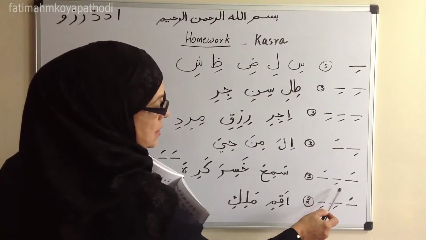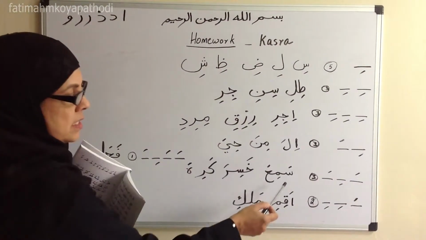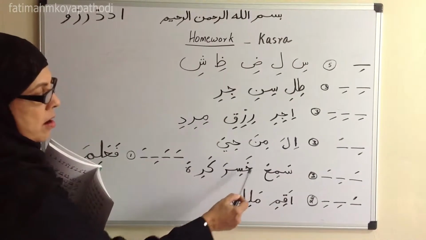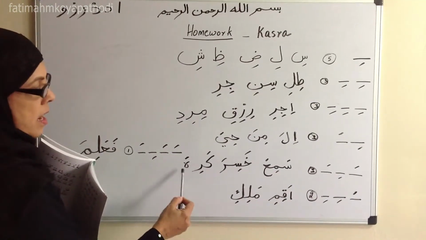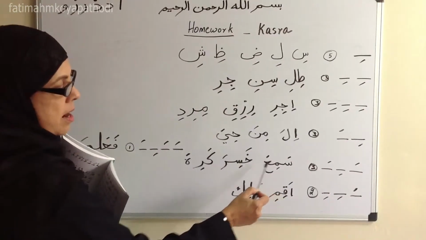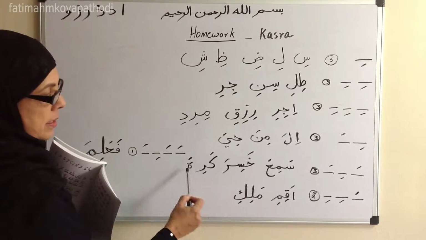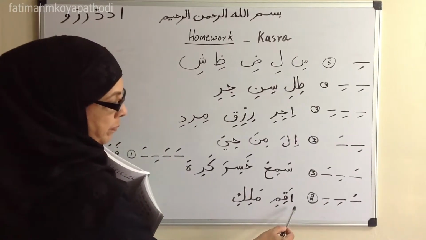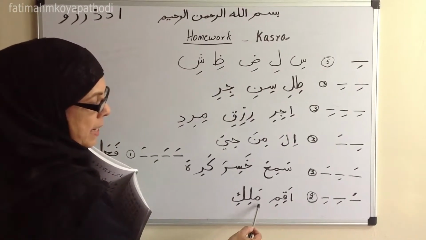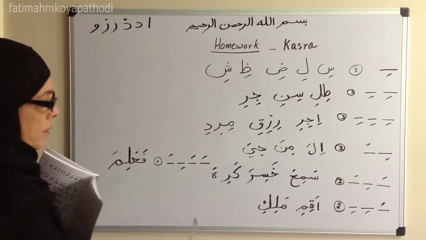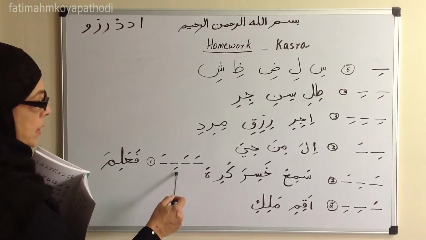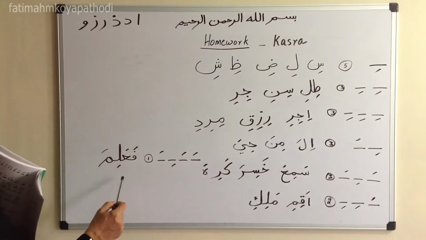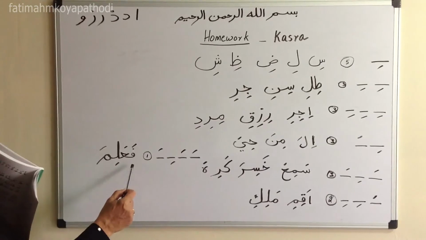1 fatha sound, 1 kasra sound, 1 fatha sound, 3 examples: sami'a, khasira, kariha. 1 fatha, 1 kasra, 1 kasra, 2 examples: aqimi, maliki. 1 fatha, 1 fatha, 1 kasra, 1 fatha, 1 example: fa fatha, a fatha, li kasra, ma fatha. Fa'alima.